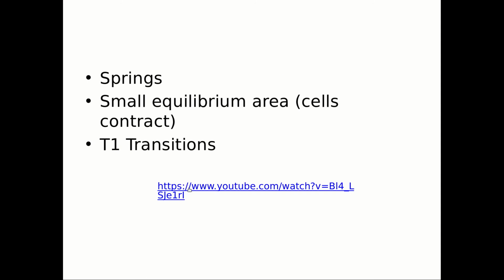In the next video, there are a lot of shape changes. In the border of the tissue, there are some springs that are attached to the borders, and these springs pull from the tissue, and at the same time, cells have a very small equilibrium area compared to their current area. So cells try to get smaller, okay? And also there are lots of T1 transitions.